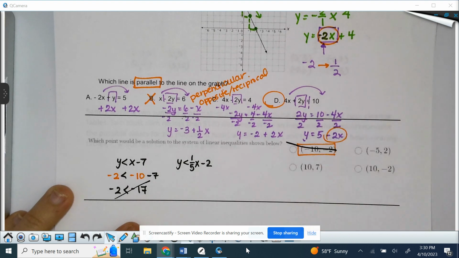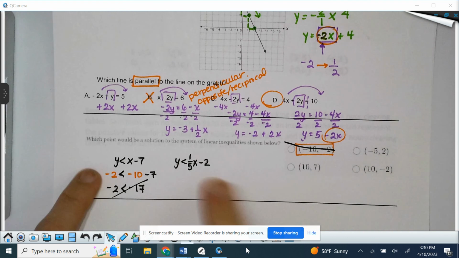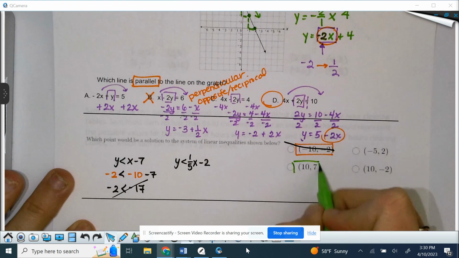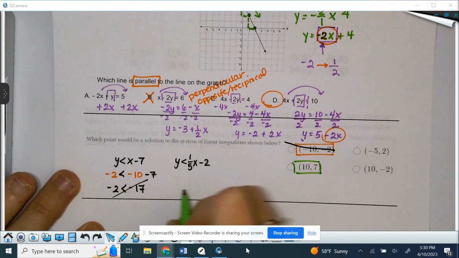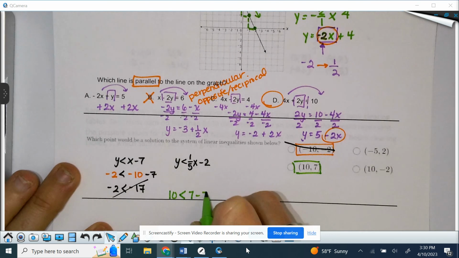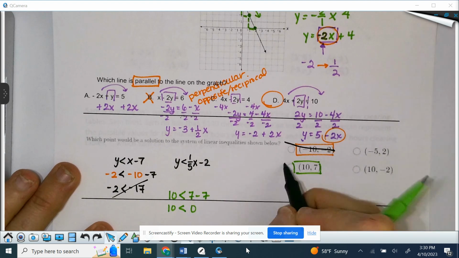Moving right along. We'll go to positive 10, positive 7. And you can put it in either one. I'm staying away from the fraction for the moment. So positive 10, positive 7. X is 7. So positive 10 less than 7 minus 7. 7 minus 7 is 0. Is a positive 10 less than 0? Nope. So that guy's gone as well.